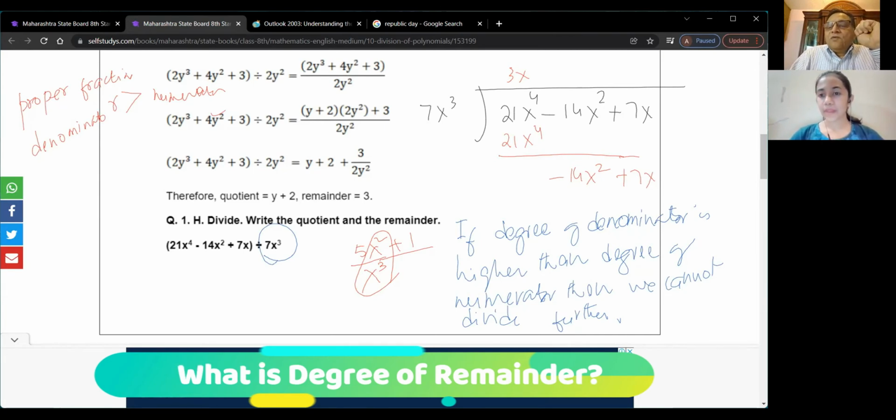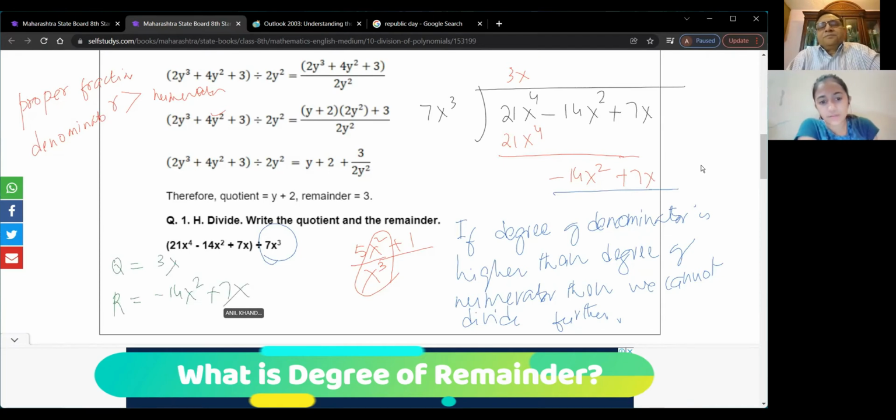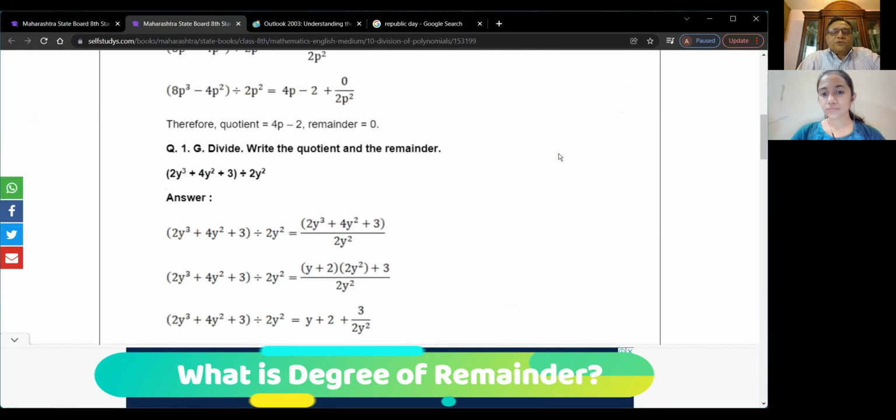In this case, we get a remainder which is minus 14x square plus 7x. Okay. So we'll write down our answer: the quotient here is equal to 3x and the remainder here is minus 14x square plus 7x. Is that clear? Yes. So let me clear this and we can go through the solution of the book also, and then the next question.